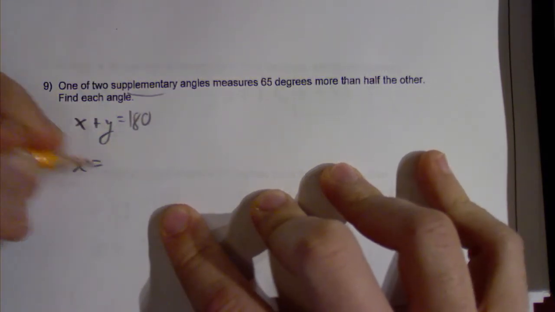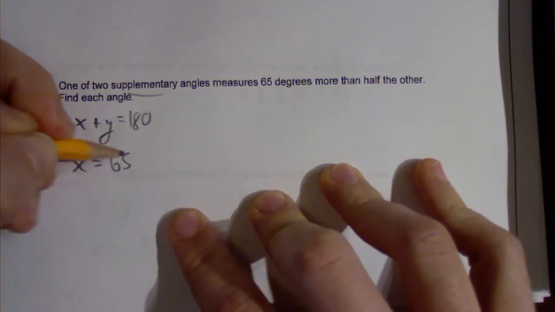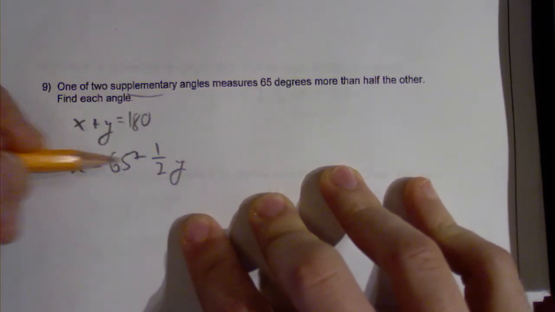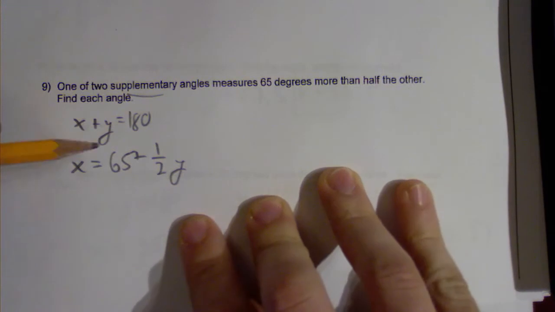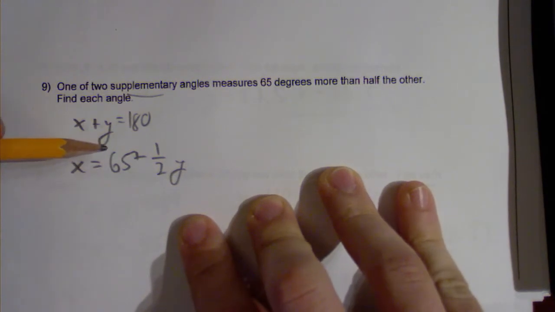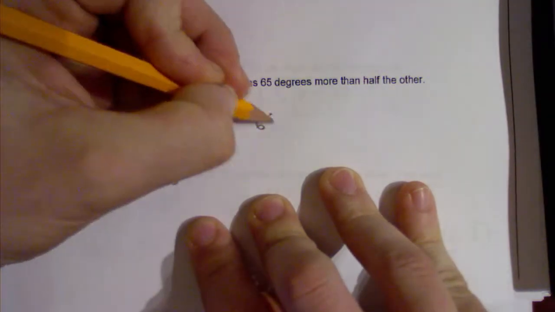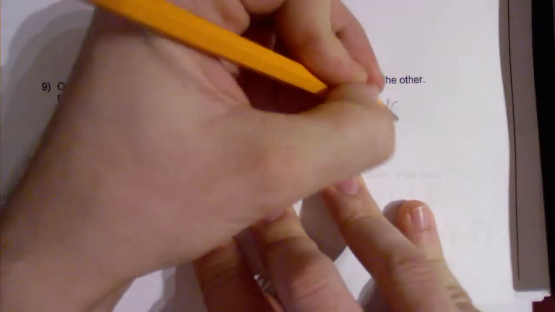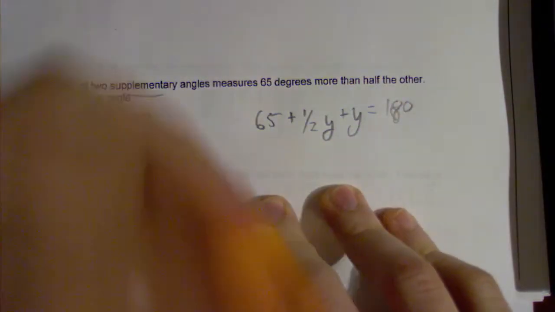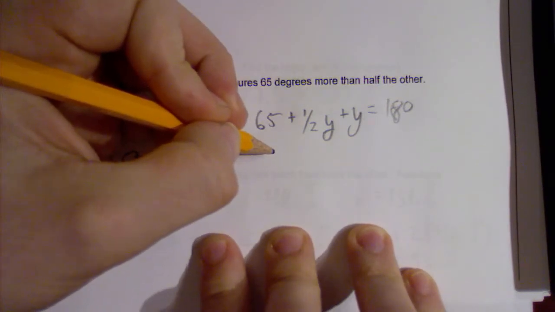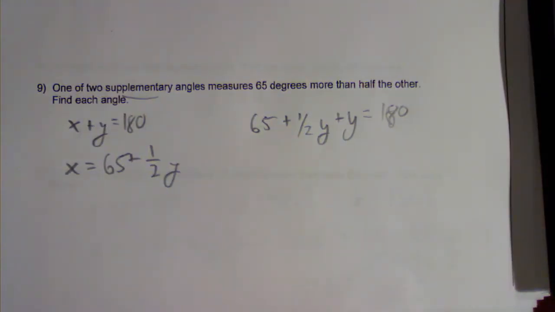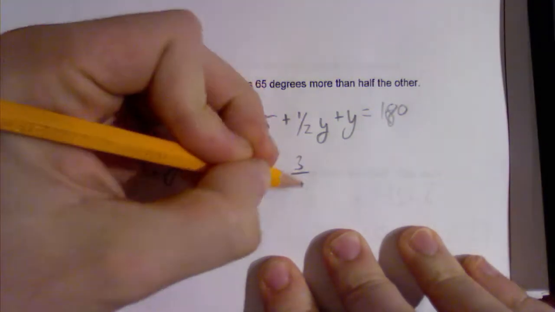Then one of those angles is equal to 65 degrees more than 1/2 of the other. So 65 plus, because 65 more, and then 1/2 of y. Okay, well I have that x is equal to 65 plus 1/2 y, so I'll just replace x here with that. 65 plus 1/2 y plus y equals 180. I then have that 180 minus 65 is 115. So I have 3/2 y equals 115.